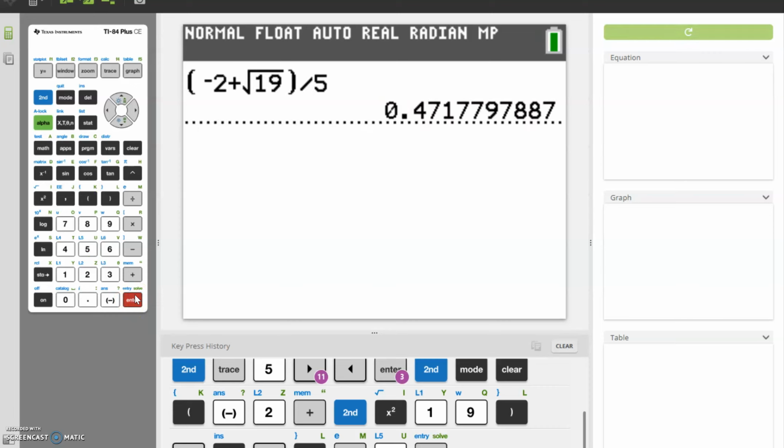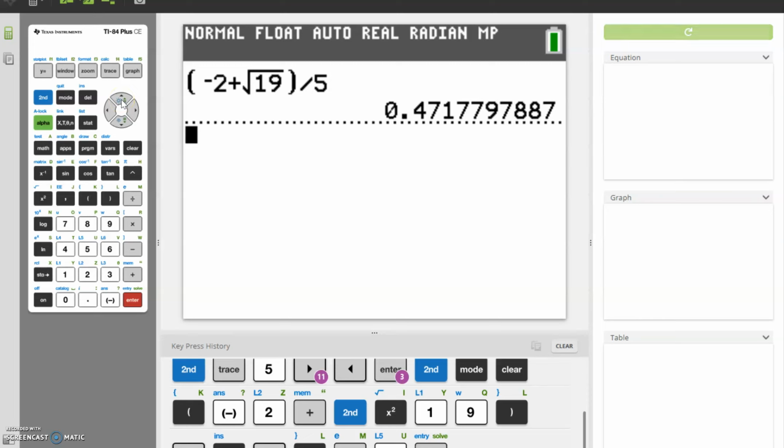When we click enter, we get one of our solutions of 0.47177977. We get a few more decimal places here. Notice on the previous screen, it stopped at the 1, 2, 3, 4, 5, 6, 7th decimal place. There was an 8 here, so they rounded. They looked and said, oh, there's an 8 next to it, so I'm going to round this 7 up to an 8.